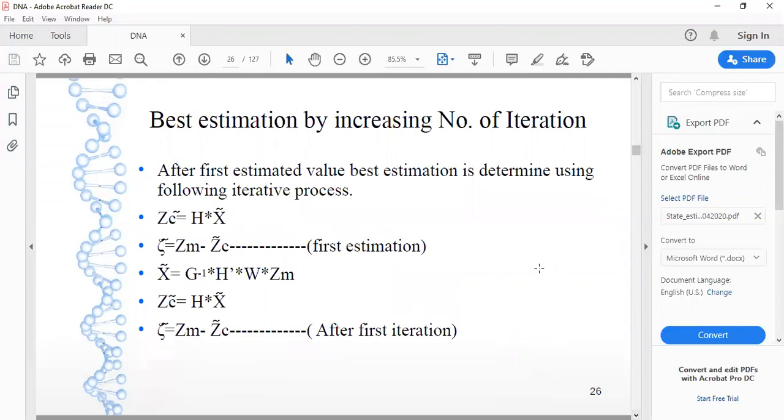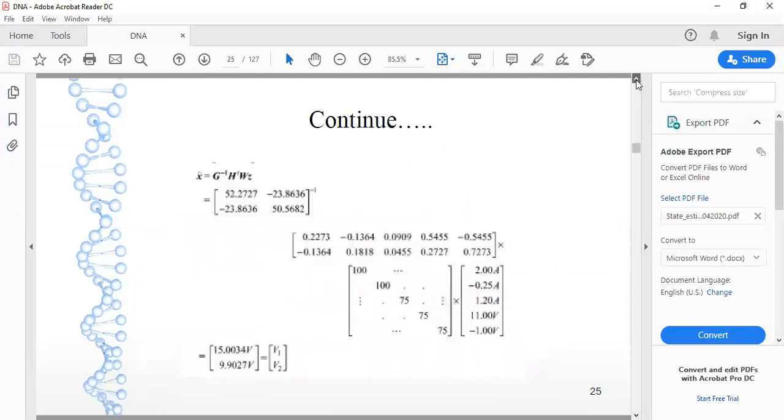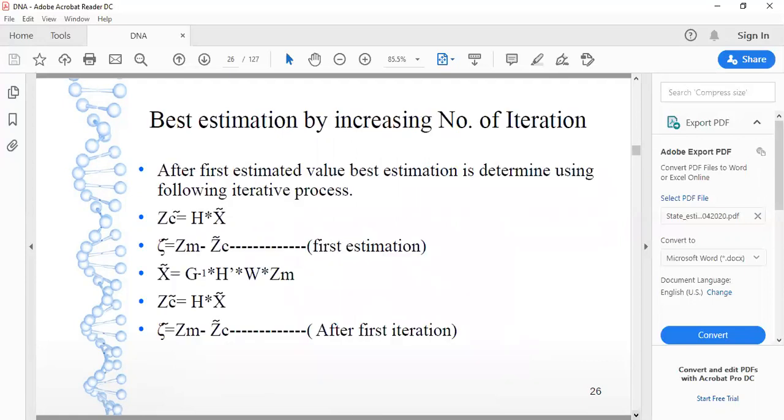Now after the first iteration, we have derived the values of V1 and V2. V1 has an approximate, almost true value of 15.0034, while V2 is equal to 9.9027 volt. However, we can still improve this result. In order to improve it, we have to increase the iteration count. How to proceed further? That procedure is explained in the next slide.